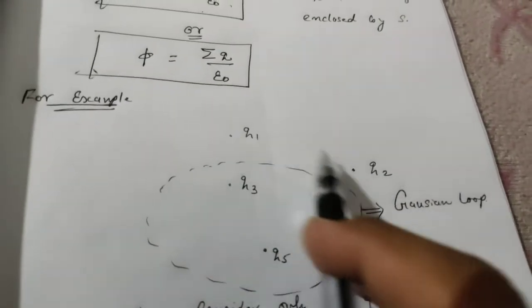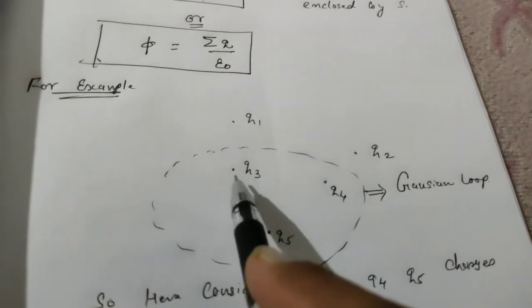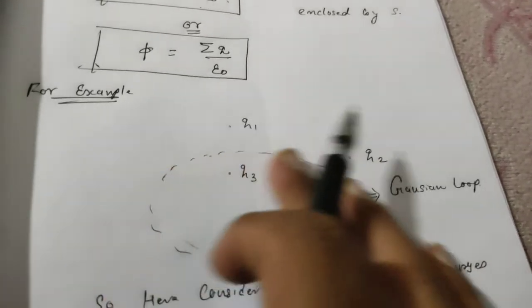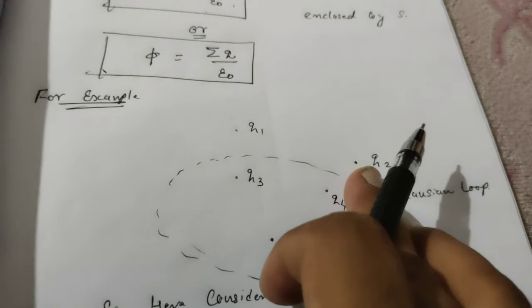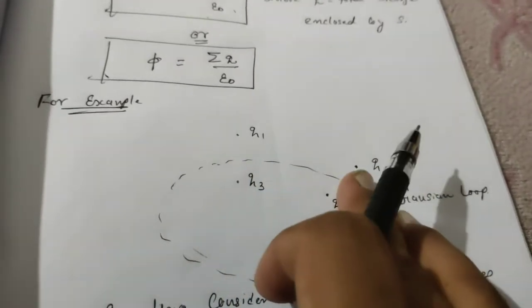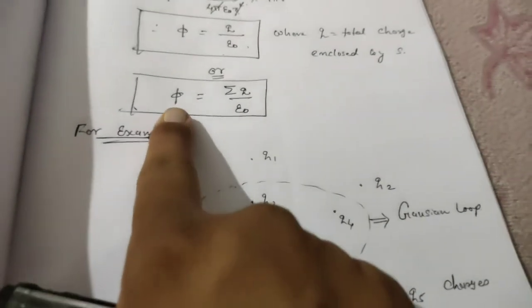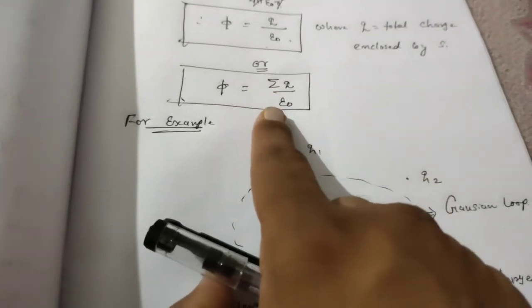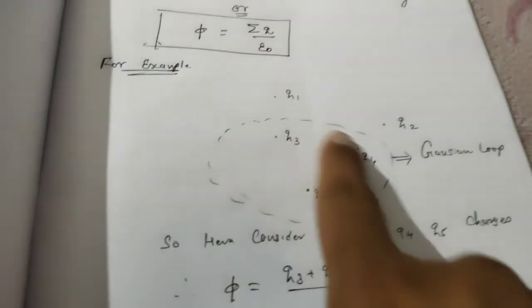Suppose this is a system having 5 charged particles q1, q2, q3, q4 and q5. Out of them q3, q4 and q5 form one loop. It is known as a Gaussian loop, remember. While this loop is formed, q1 and q2 are outside the loop, hence we are not going to consider q1 and q2. It means they are not responsible for the formation of this Gaussian loop. So the total flux enclosed in the Gaussian loop will be the addition of q3, q4, q5 divided by epsilon naught, means summation of q upon epsilon naught. By this way you have to find the total flux associated with a Gaussian loop.